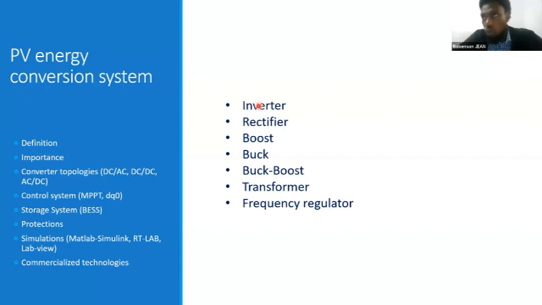But what if we have 120 volt, and we have to use a 480 volt load? So what will we do? To use this available energy on 120 volt, we can use a transformer that can elevate the voltage from 120 to 480 volt. And also we have a frequency regulator that we can use to stabilize the frequency of the system.